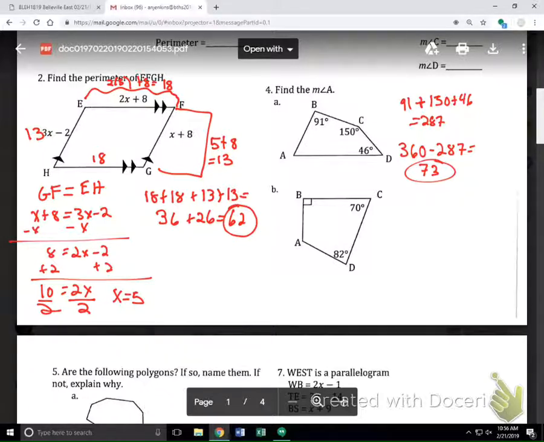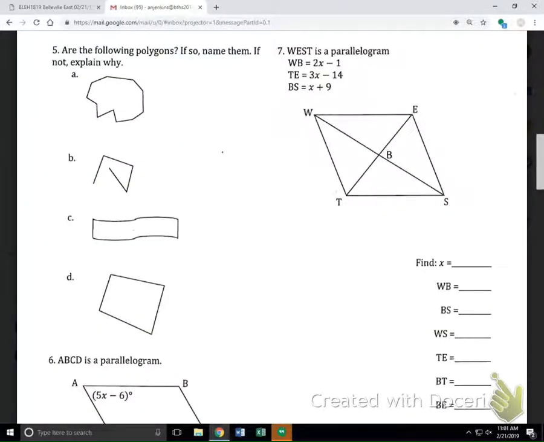Okay, our next one, we have 90 plus 70 plus 82, which is 242. We have 360 minus 242, which is 118 degrees.